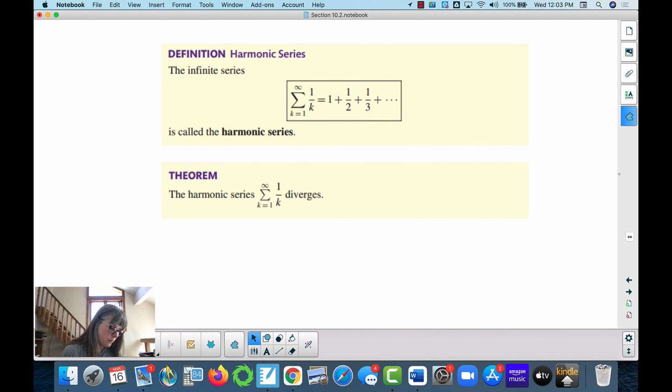It's going to be really important later when we look at different kinds of series to determine if they converge or diverge. We can compare them to a harmonic series, and so it's important to know that a harmonic series diverges. Recognize what it is and that it diverges.